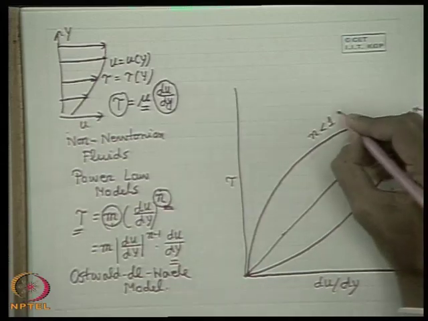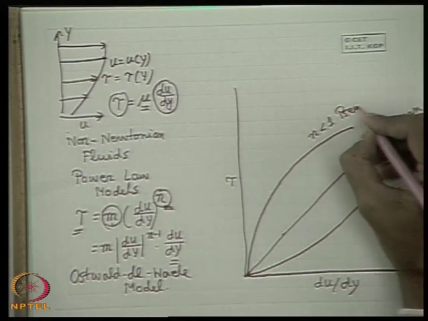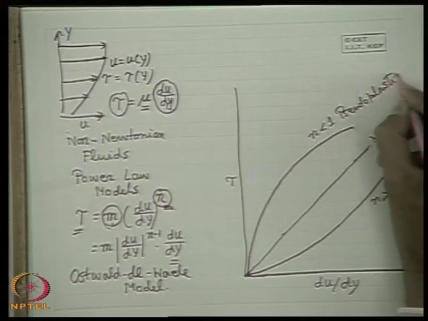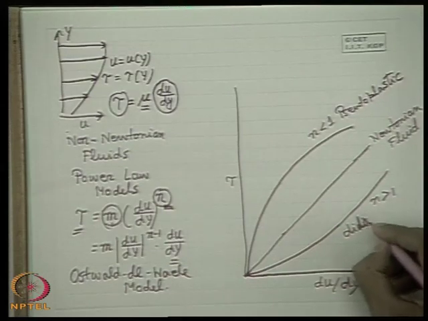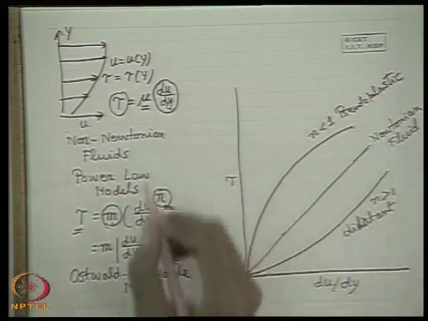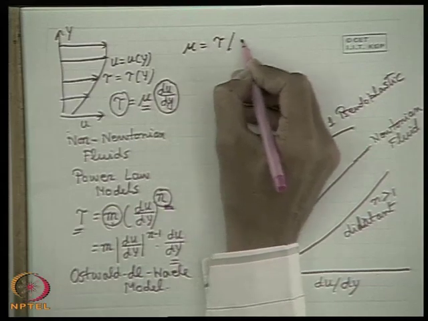The fluids which follow n less than 1 are known as pseudoplastic fluids, whereas n greater than 1 is known as dilatant. But one interesting feature is that viscosity for any fluid is defined as tau divided by du/dy.